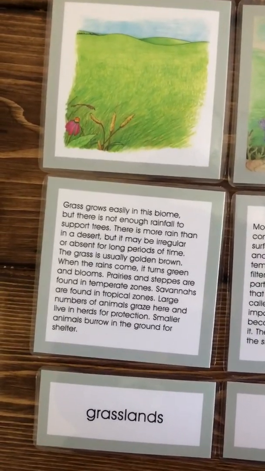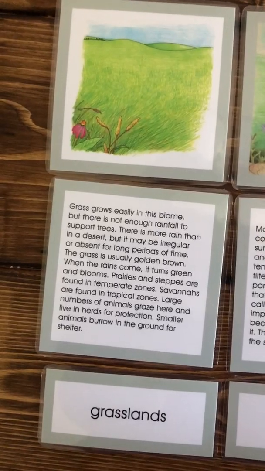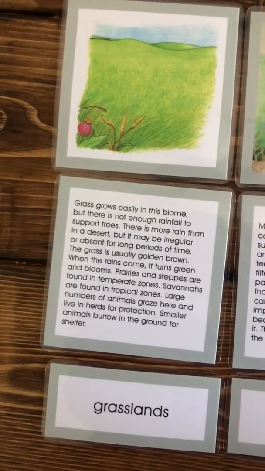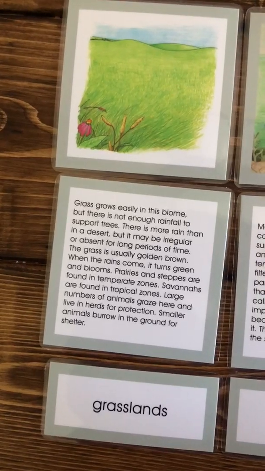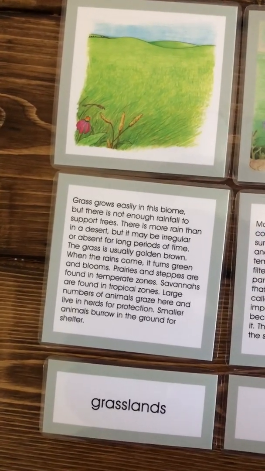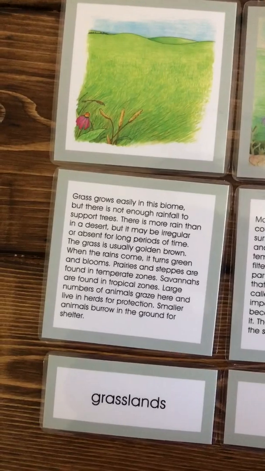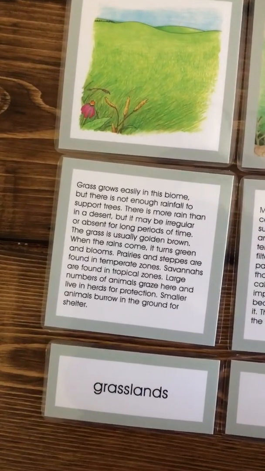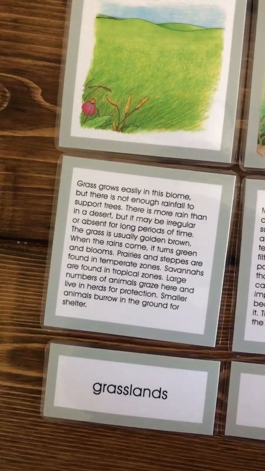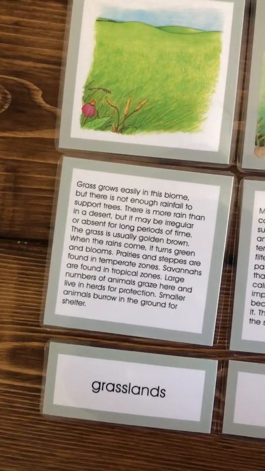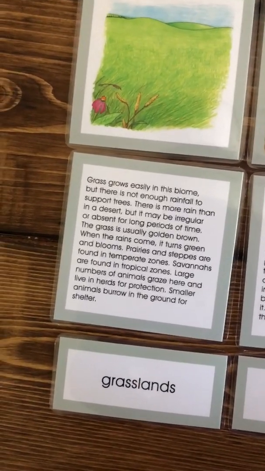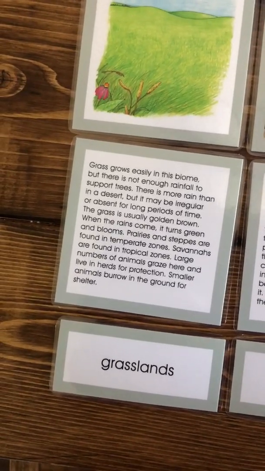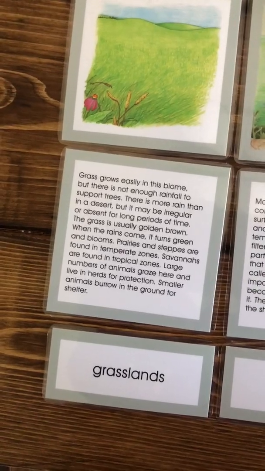Grass grows easily in this biome, but there is not enough rainfall to support trees. There is more rain than in a desert, but it may be irregular or absent for long periods of time. The grass is usually golden brown. When the rain comes, it turns green and blooms. Prairies and steppes are found in temperate zones. Savannas are found in tropical zones.